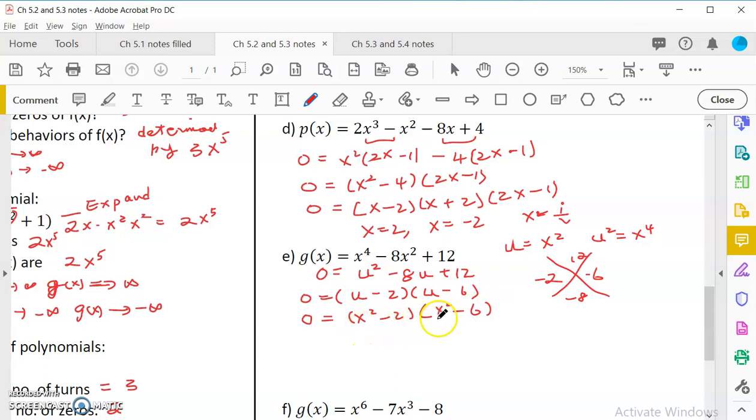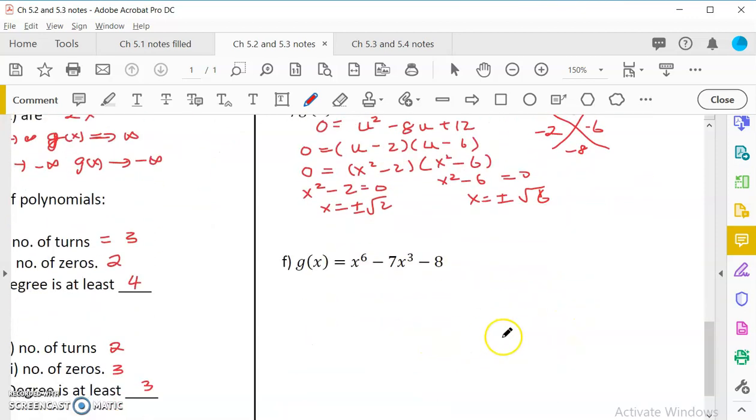Okay, so can I find the 0? So these are not factorable because they're not perfect squares, but I can find 0 by doing this. x squared minus 2 equal to 0, and x squared minus 6 equal to 0. So x is equal to plus and minus square root 2, and x is equal to plus and minus square root 6. They're not whole numbers, but you can still find 4 zeros.